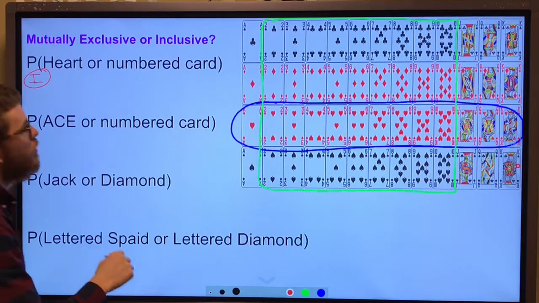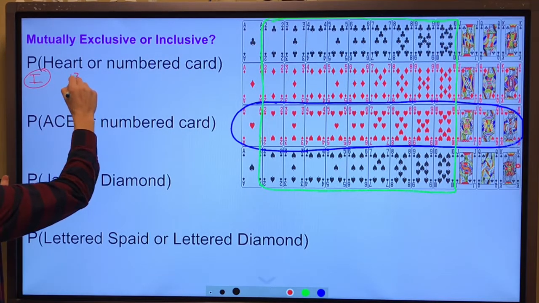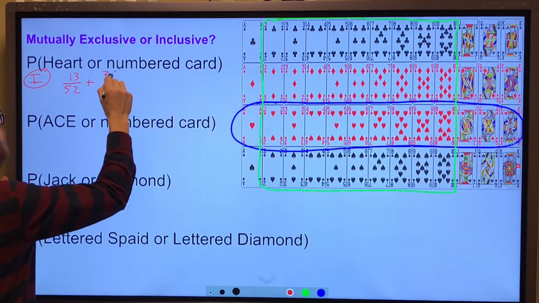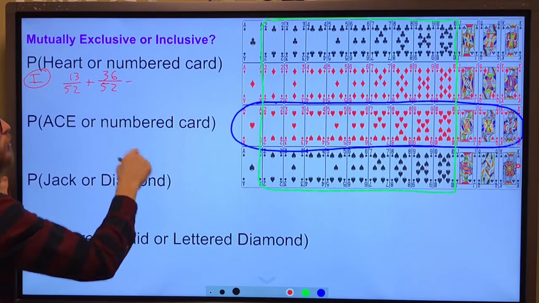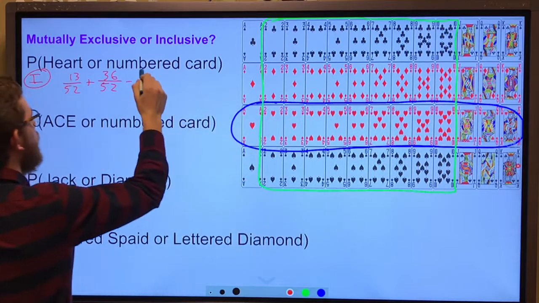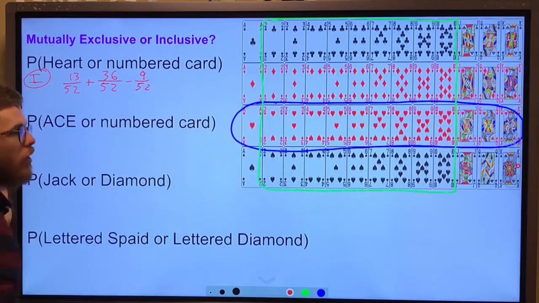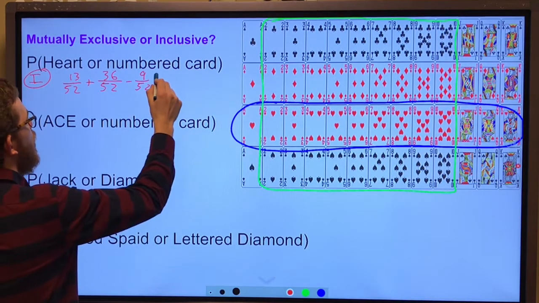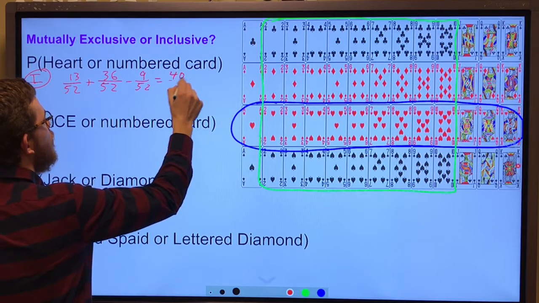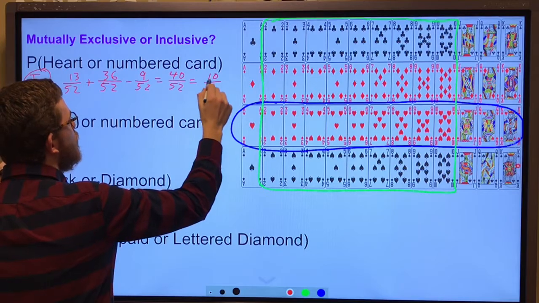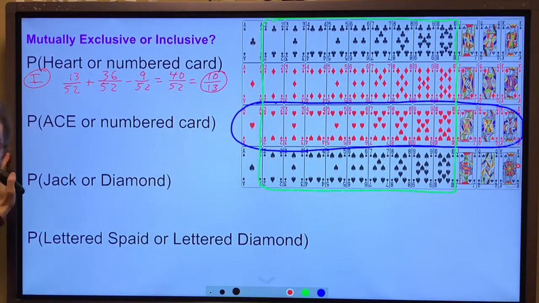So now we find the probability. First, the probability of getting a heart. There's 13 out of 52. We add it to the probability of getting a numbered card. That's 36 out of 52. And we subtract away the overlap. There's 1, 2, 3, 4, 5, 6, 7, 8, 9 out of 52 cards in that overlap. So we add 13 plus 36 is 49, minus 9 is 40 out of 52, which reduces to give us 10/13. So those were inclusive events because we did have overlap.